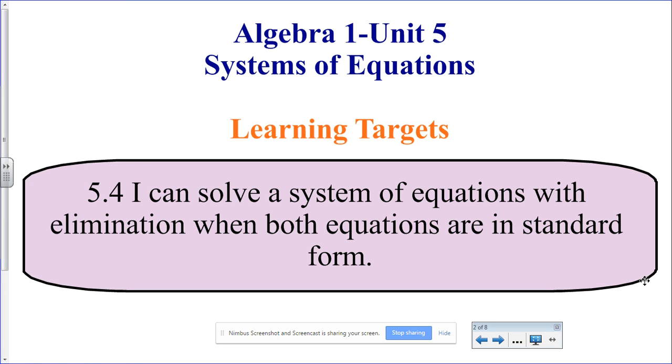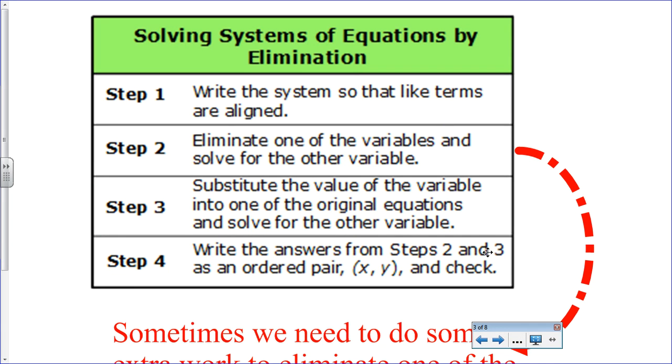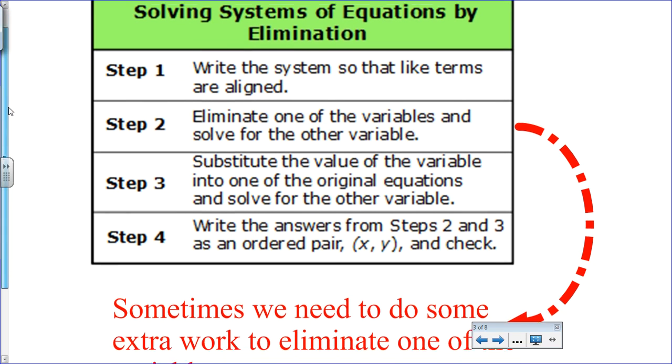Today we're going to go through and talk about how to solve systems of equations using elimination when we actually have to multiply one or both of the equations. They're both going to already be in standard form, so all the variables should be lined up. You'll remember from the last lesson that these 4 steps are the ones we were following.